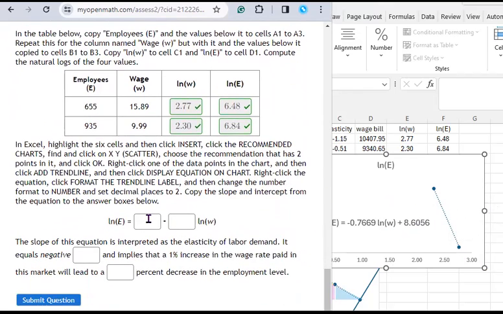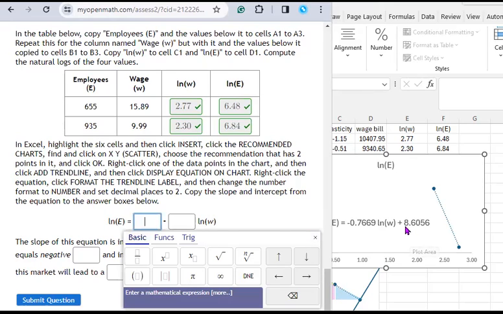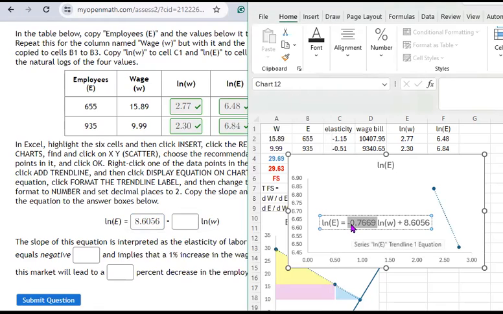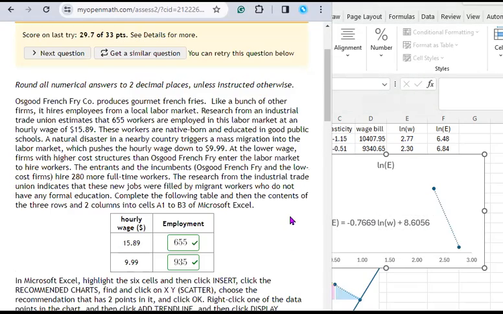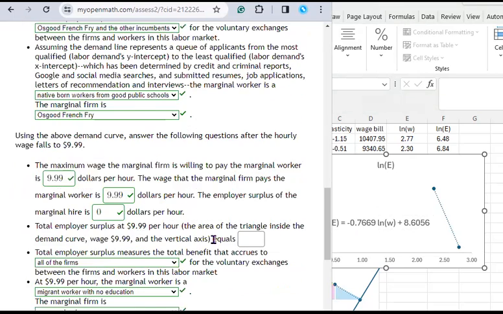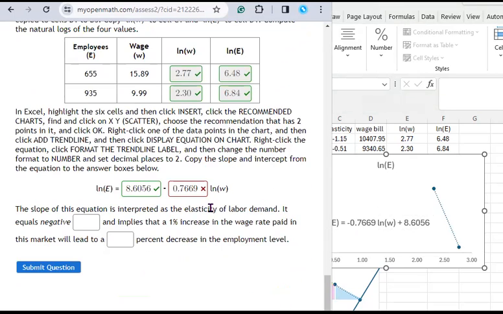Okay, so I'm just going to fill in the equation. The intercept is the second number here, 8.6056. And the slope coefficient of natural log W is negative, which is already there, right? That's a negative 0.7669, right? That's the slope. And that slope is interpreted as like the midpoint elasticity, right?